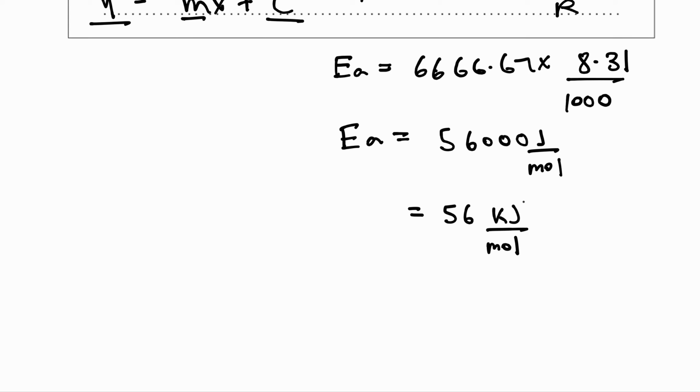Okay, so depending on whether you have 1,000 or not have 1,000, your number will change. You can either write it in joules per mole or you can write it in kilojoules per mole. The only thing that changes is the factor of the zeros at the end.